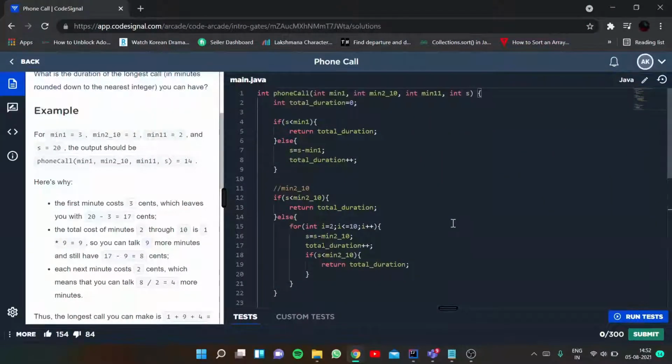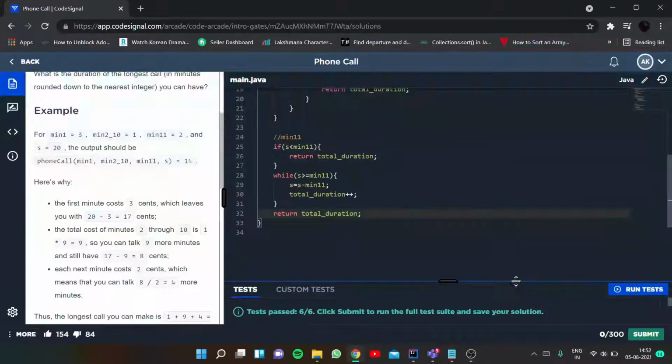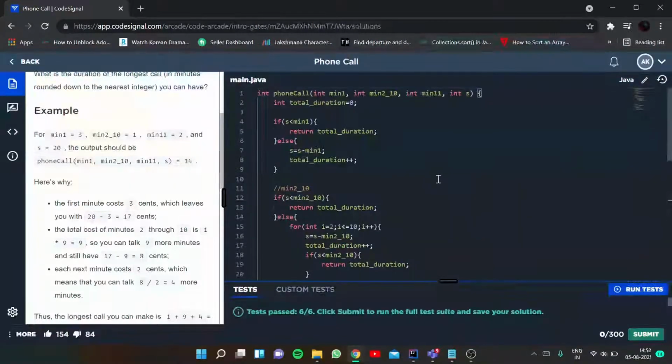Okay, let's check whether it is correct. Yeah, everything is perfect. So what we have done here is that first we check if our total money is less than the minimum cost. If it is less, we directly return 0. That's why I have given it here. This is the total duration that we are going to return and calculate.